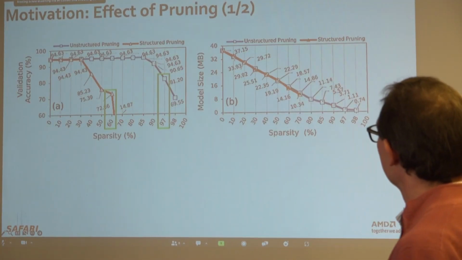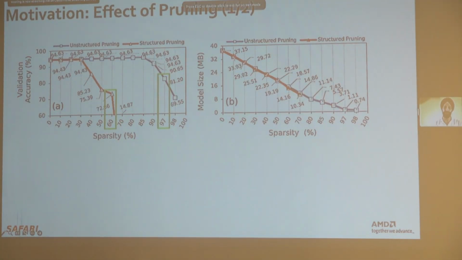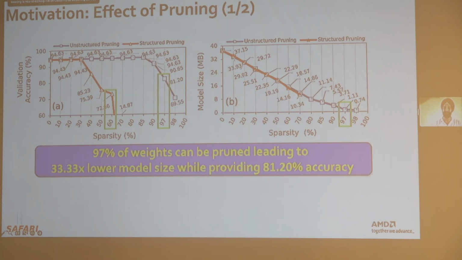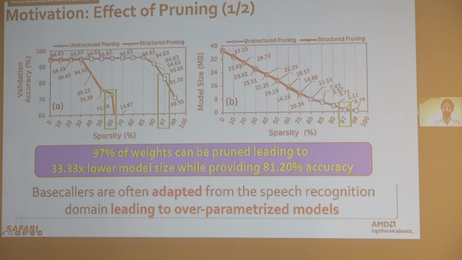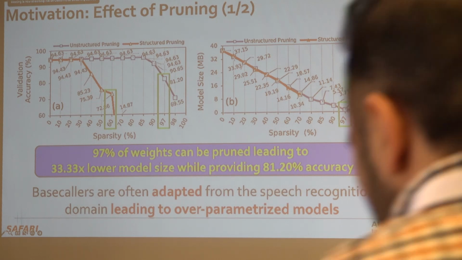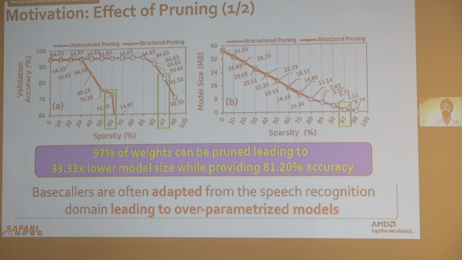With 3% of the model we are performing basecalling, and still we are getting 85% accuracy. And if we see the model size, now we are left with only a 33.3 times lower model. This is because often these basecallers are adapted from speech recognition domains, because the problem is kind of similar.